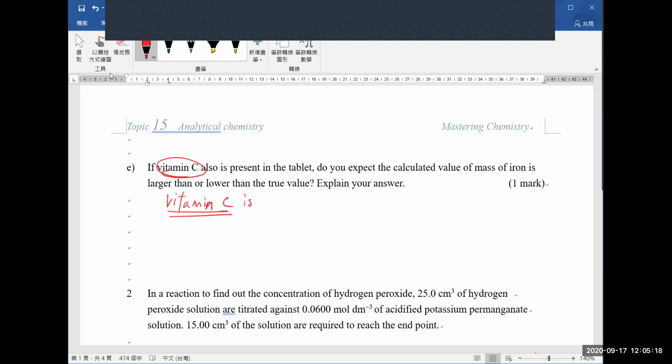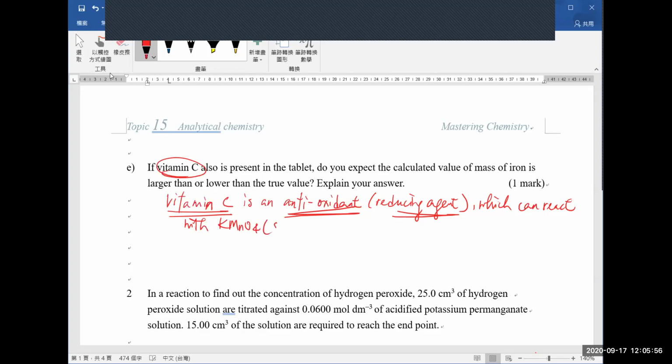Because vitamin C, do you know, in the fruits, it is a type of supplement tablet, right? Very often on the market, we will label vitamin C as an antioxidant. Do you know it? So what is that? It is a reducing agent. So as I said before, it can be oxidized, right? So it will also react with KMnO4, which is an oxidizing agent.